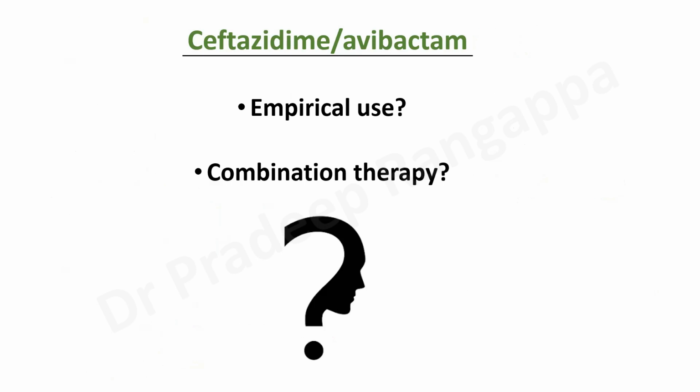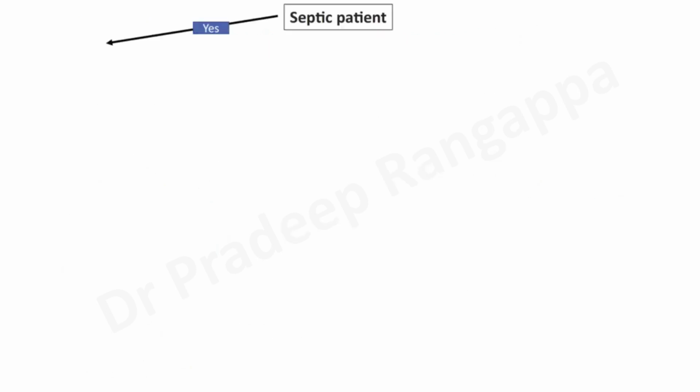So these are situations where you may have to consider a high index of suspicion of having CRE bugs. These are some of the flow charts that you can remember, which try to guide you on where you may have to consider empiric therapy.